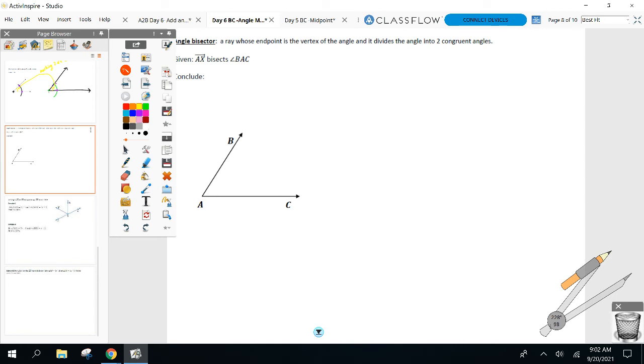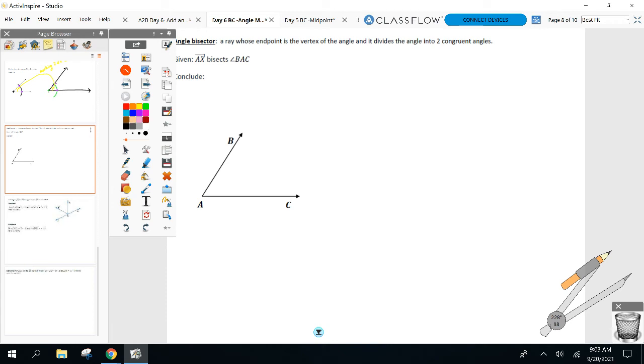We've got a new term, which is bisect. A bisector is a ray that cuts an angle into two congruent angles. It is a ray that cuts an angle in half, so the two angles are congruent to each other.